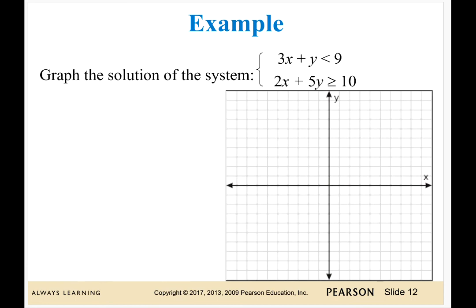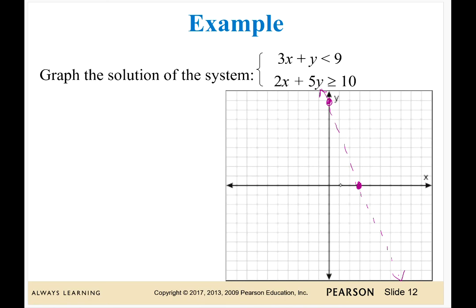All right, so if we go back to our original, we're going to start with this first one. If we plug in x equals 0, we get a y-intercept of 9. So 1, 2, 3, 4, 5, 6, 7, 8, 9 would be right here. And then if we plug in a 0 for y, we get 3x equals 9, which would give us an x-intercept of 3. So there's our two intercepts. It's going to be a dotted line because that's a less than. So dotted line between those two.